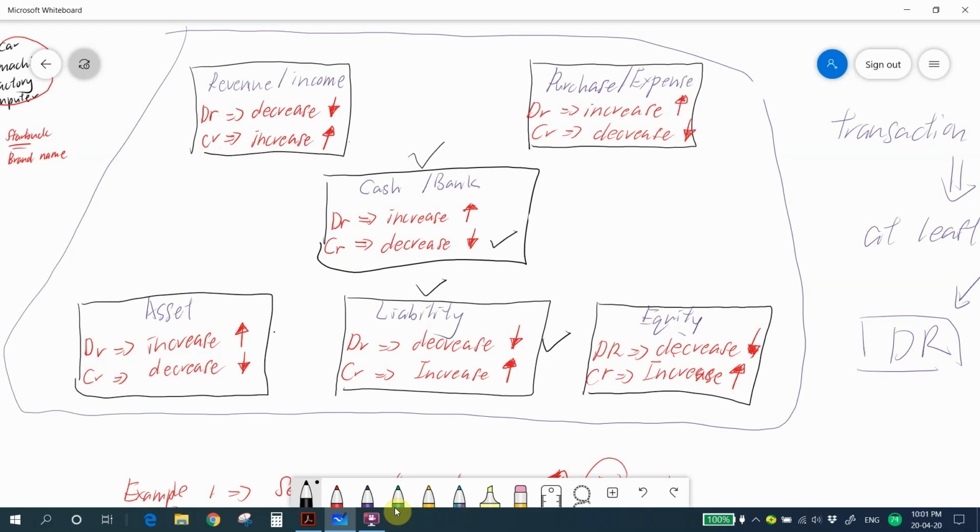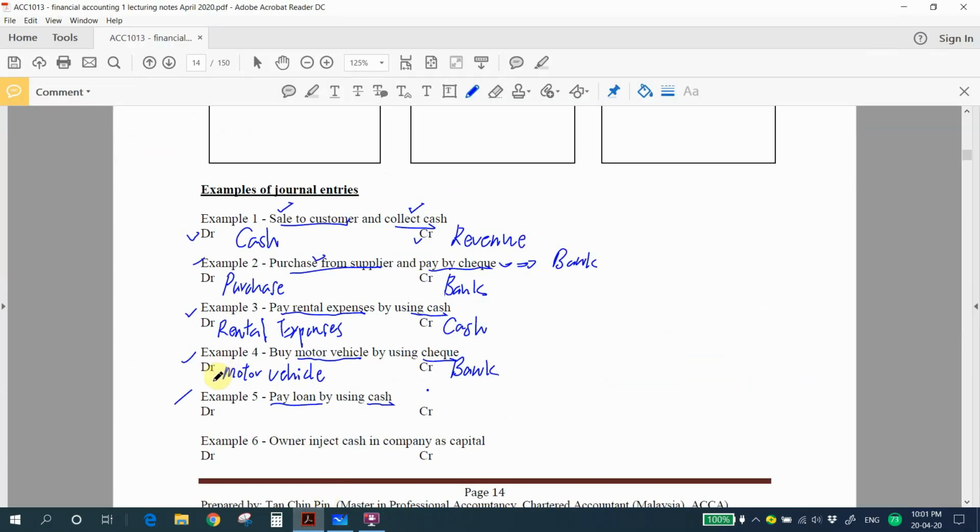So from here, the double entry we know is we debit the liability account, which is your loan, and we credit to the cash. And this one, in order to make you understand more when you do the revision, this motor vehicle is your asset account and loan is your liability account.